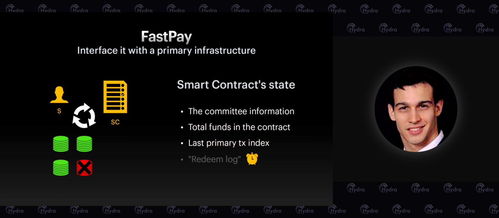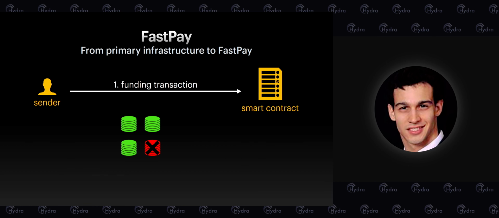So here we take the example where we have a smart contract running on a primary system, but this could also be a database driver in case we have a centralized system or a more traditional alternative. So the smart contract needs to hold a few things. It needs to hold the committee information. It needs to know who the side infrastructure are, so their key, their address, and their name. It needs to have the total funds in the contract, so the smart contract can handle funds. And the last transaction index, that we will come to later. And the redeem log, which we will also come back to later.